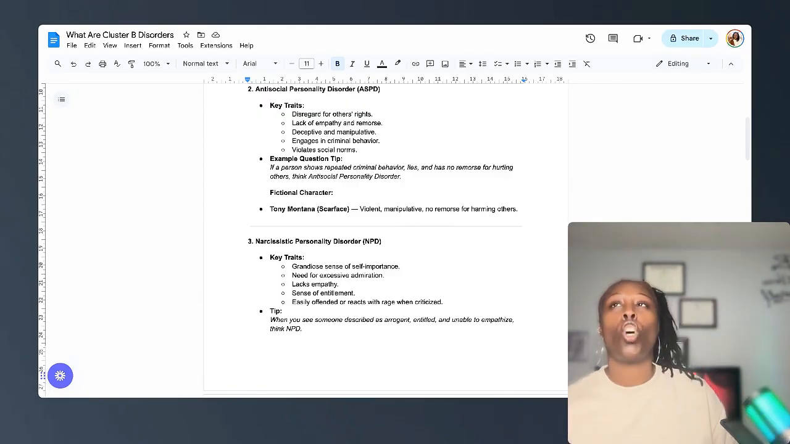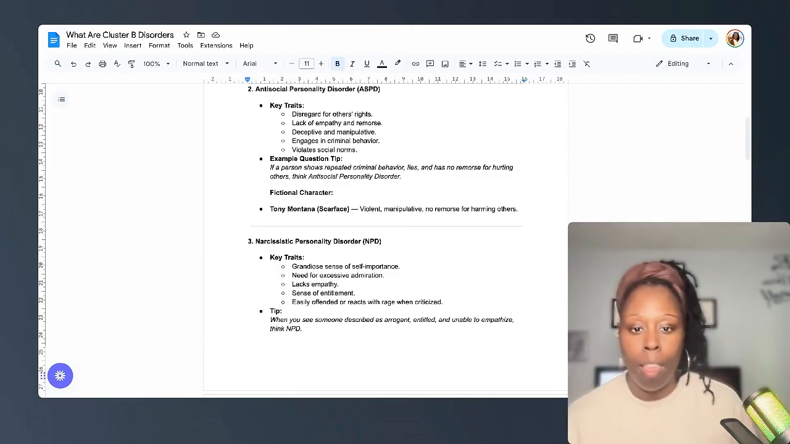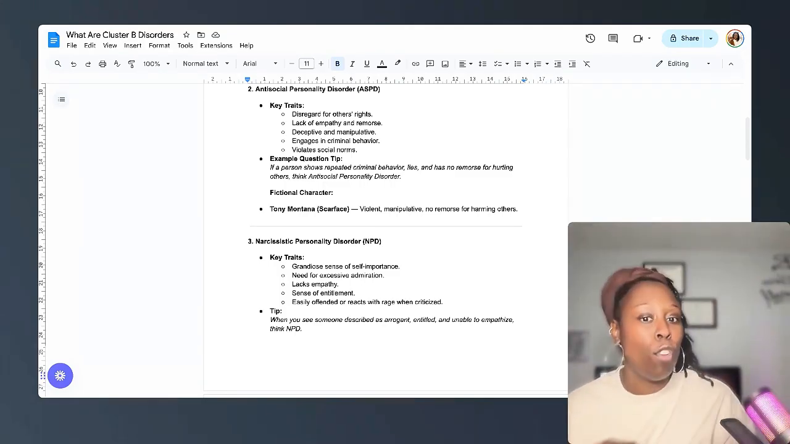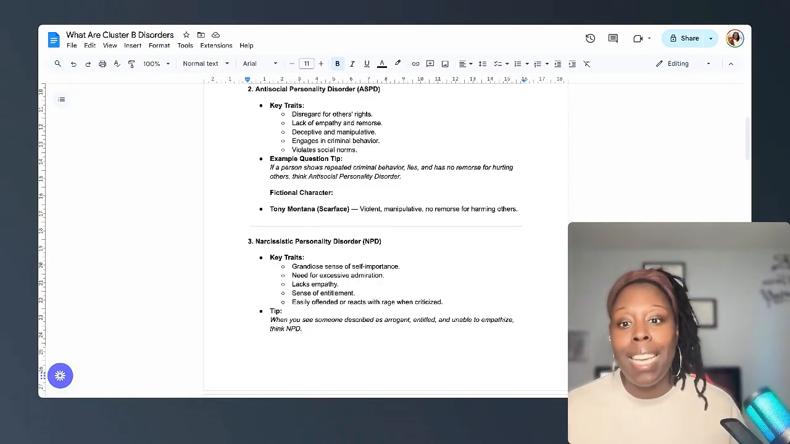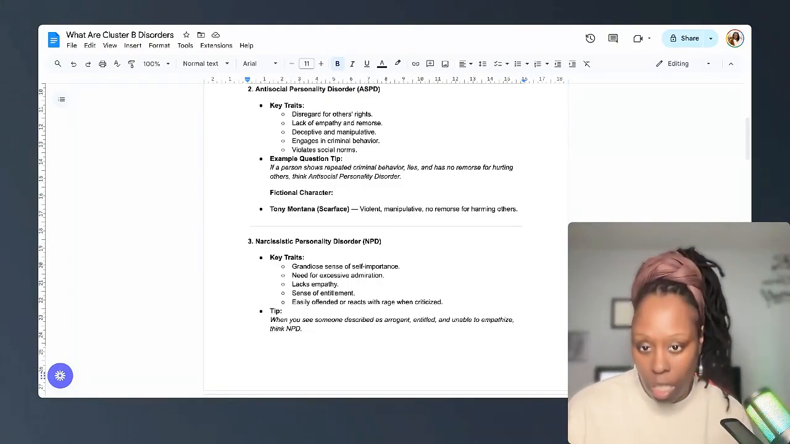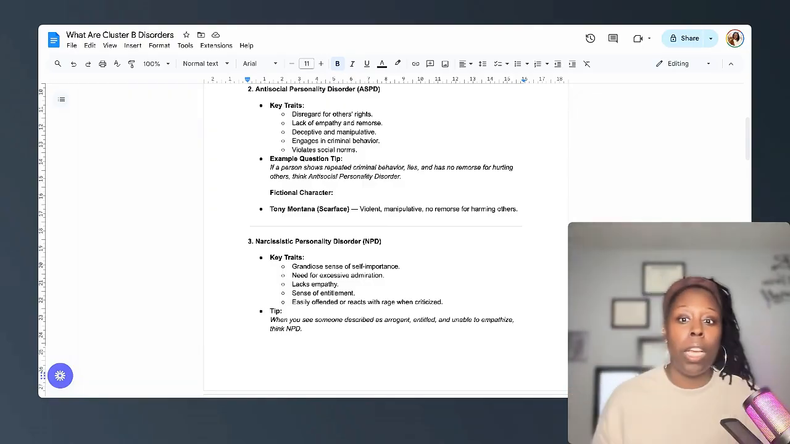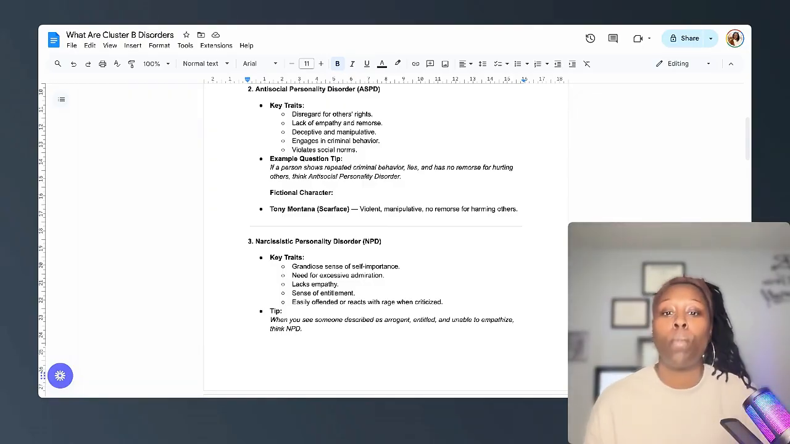If a person shows repeated criminal behavior, they lie, and they have no remorse, and they don't care who they hurt, think antisocial personality disorder. A fictional character here is Tony Montana from Scarface.